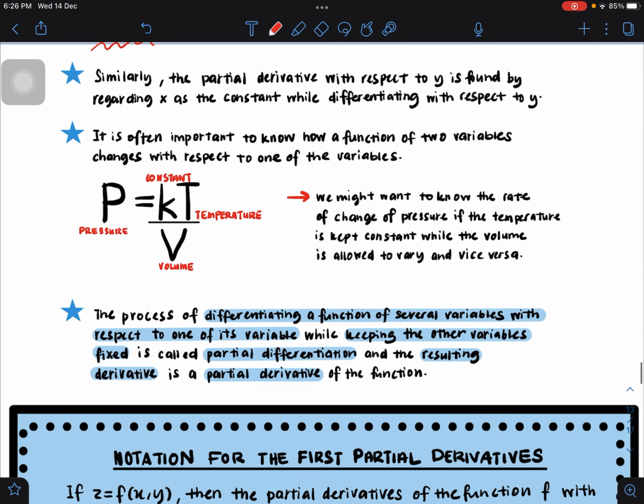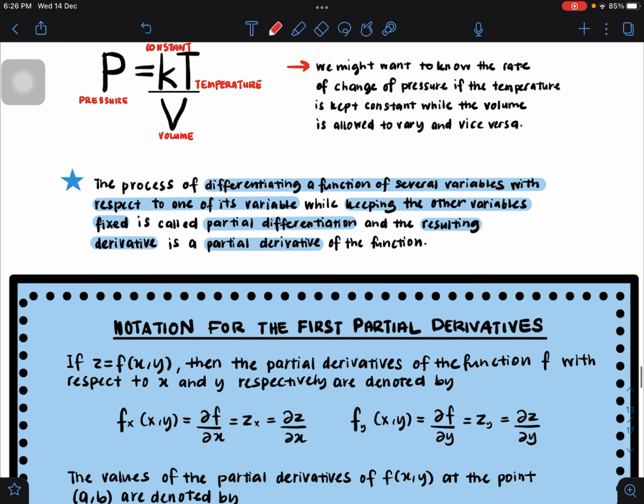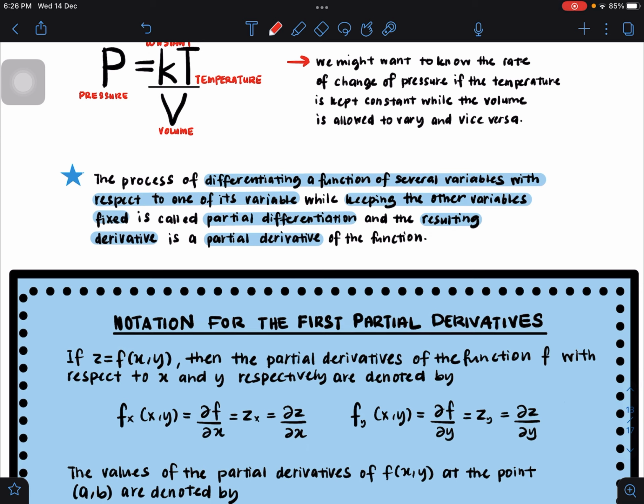So this is the example. The process of differentiating a function of several variables with respect to one of its variables while keeping the other variables fixed is called partial differentiation, and the resulting derivative is a partial derivative.